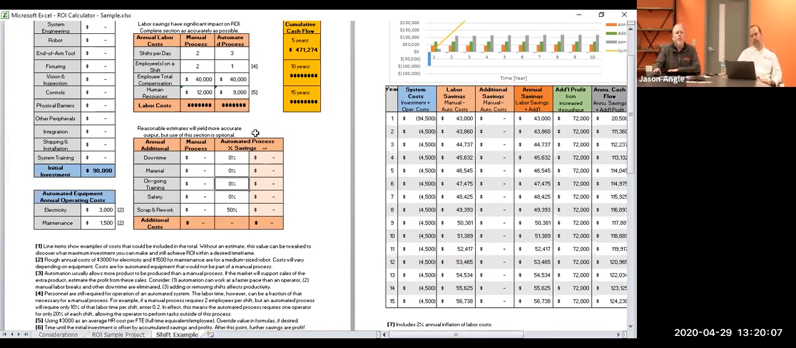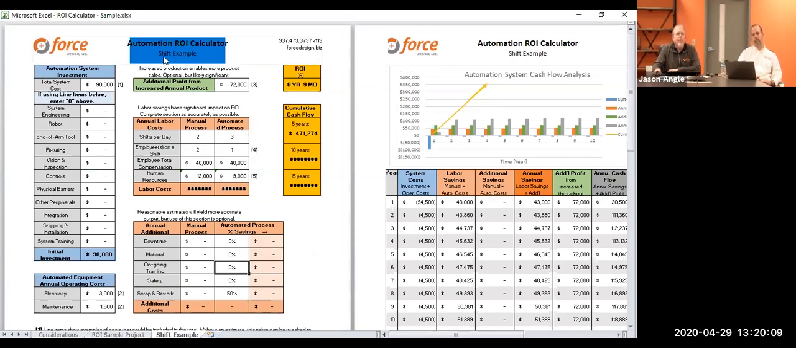So I would recommend, if you have several different manual processes you're thinking about automating, set this one worksheet up with multiple tabs and go through this effort and see what makes sense to automate. The other thing you can do is, if you've got multiple proposals, you can put the money in here and compare and just see where you come in at.